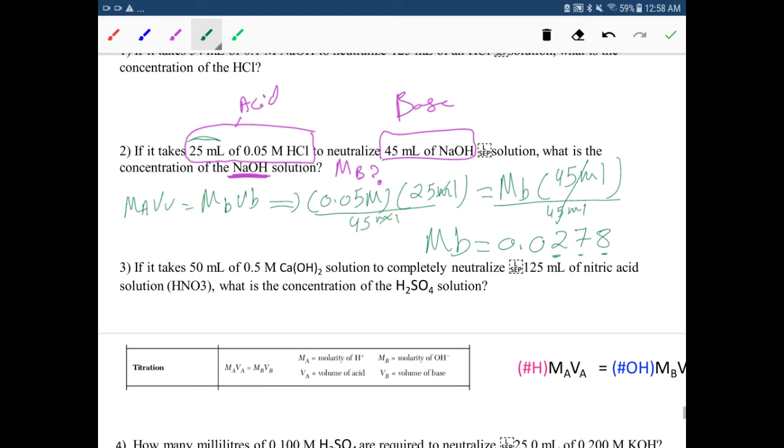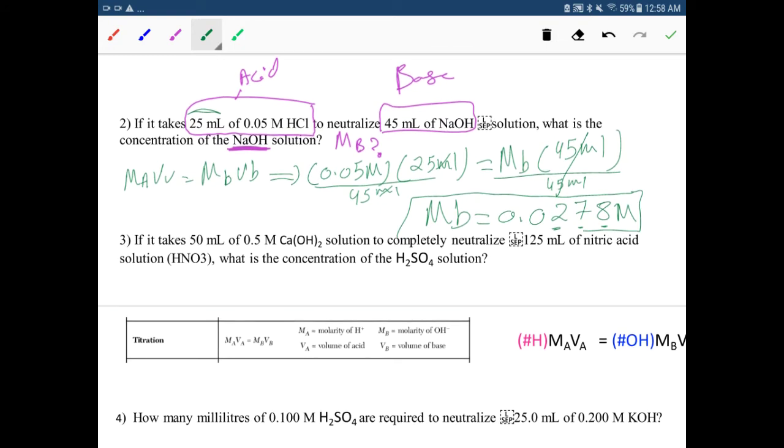Okay, so don't just write 0.03. Make sure to keep at least 2 or 3 non-zero digits in your answer. So this is the answer here. MB is 0.0278, and then what's the units? MB is the molarity of the base, concentration of the base, so it's going to be molar. Pretty easy stuff.